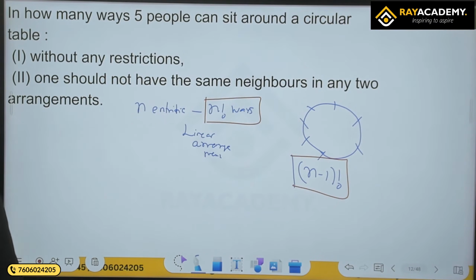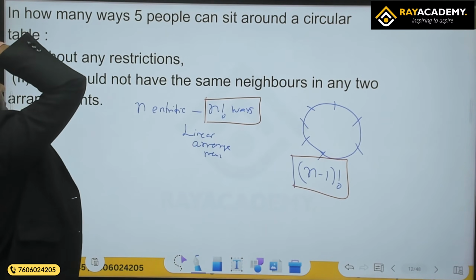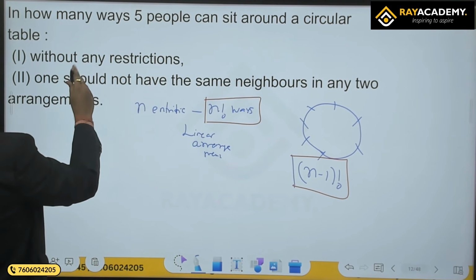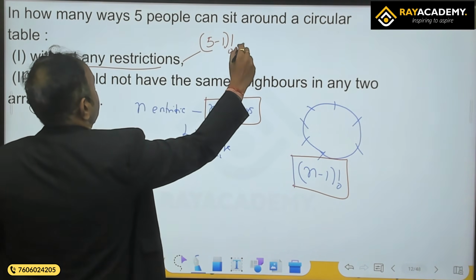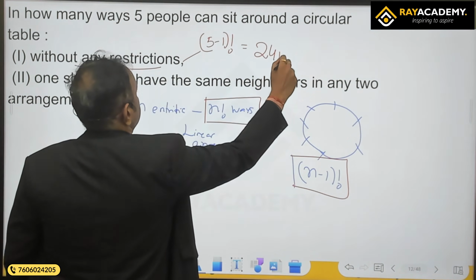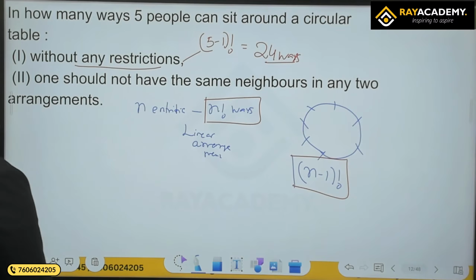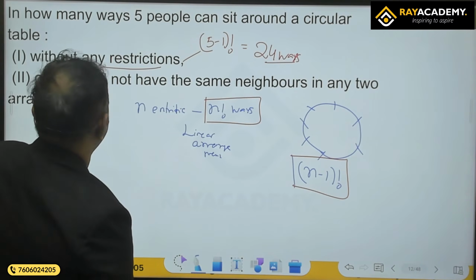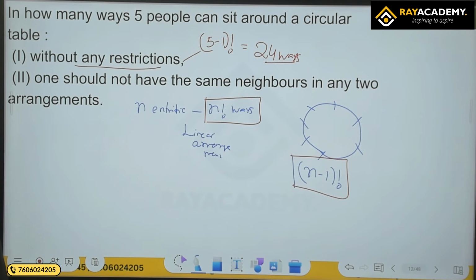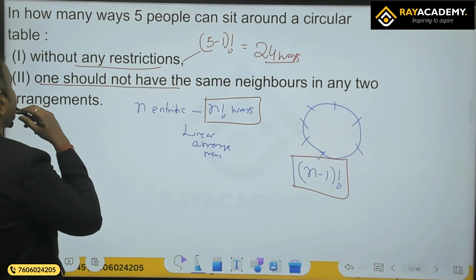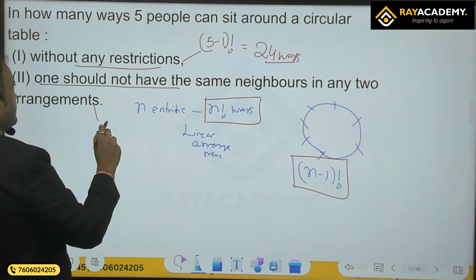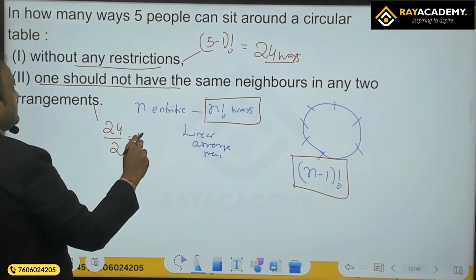Okay, so circular arrangement first: in how many ways can 5 people sit around a circular table without any restriction? That can be done in 5 minus 1 factorial, so that will be 24 ways. The second question is that one should not have the same neighbor in any 2 arrangements. So that part will be, if this is a symmetric situation, you have to just divide this by 2. 24 by 2, that will be 12 ways.